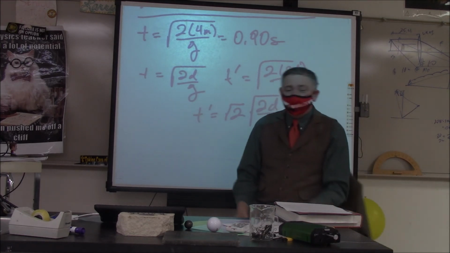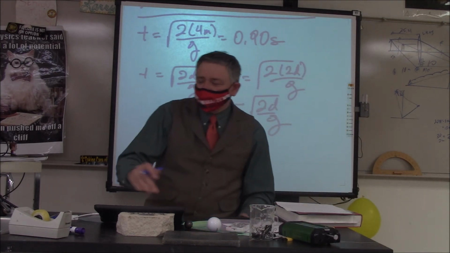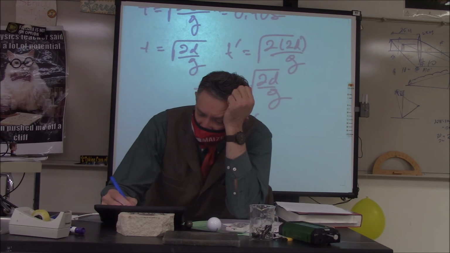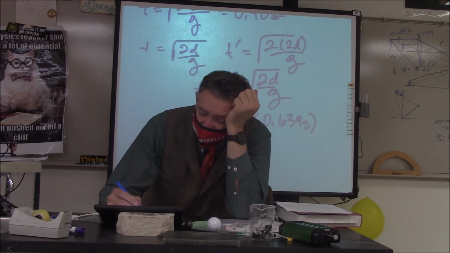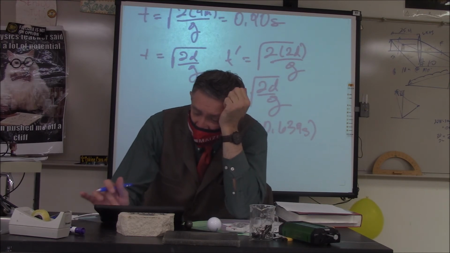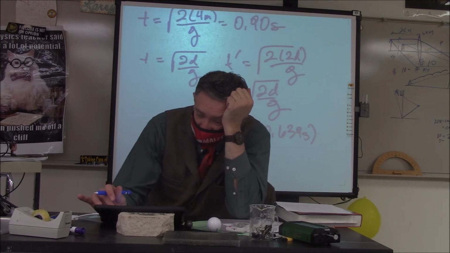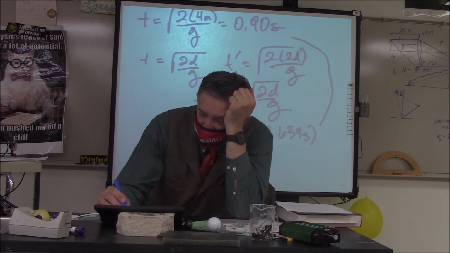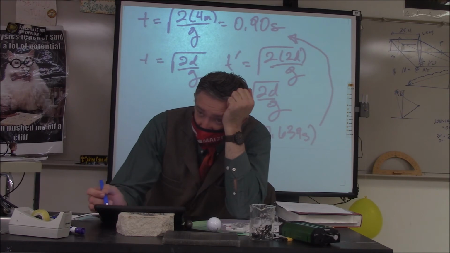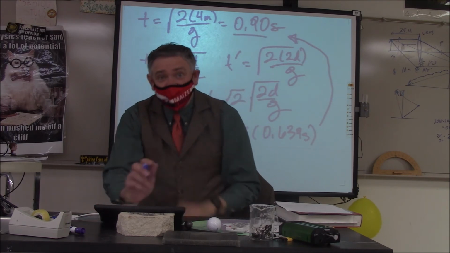Now, here's what I want you to do, Matt, just for the fun of it. Our original time was 0.639 seconds, right? So I want you to take the square root of 2, and I want you to multiply that by 0.639 seconds. And let me know what you get. 0.90. You get the exact same answer.